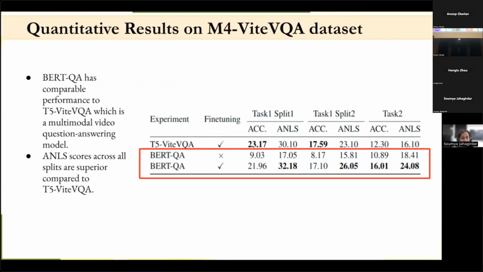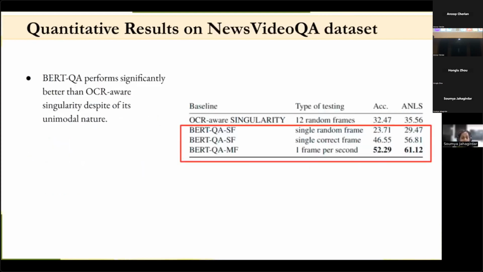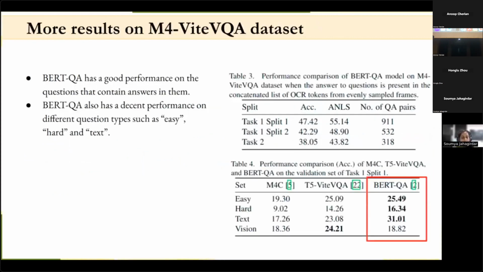We take the BERT-QA large, fine-tune on SQuAD, and further fine-tune it on M4 Byte VQA for 15 epochs. It can be seen that it achieves comparable results to original T5 Byte VQA, which was a multimodal transformer-based method, whereas BERT-QA was just a text-only model. In this slide, we show the result of BERT-QA model on News Video QA dataset. Similar to M4 Byte VQA, it can be seen that BERT-QA outperforms the baselines provided.